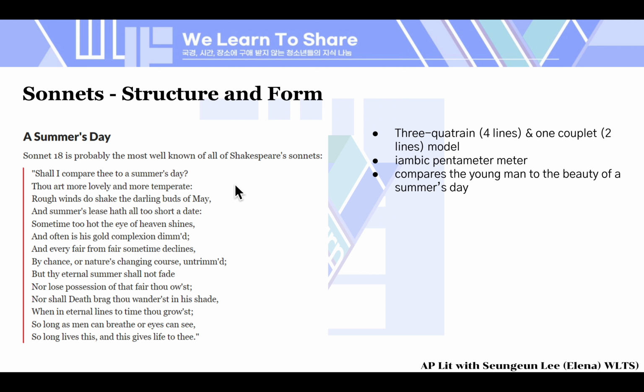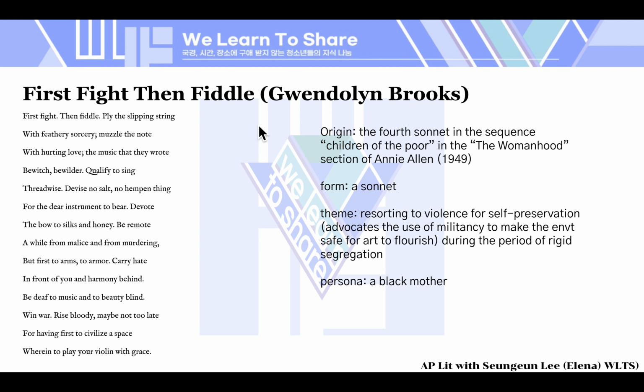Okay, welcome back. If you look at this whole sonnet, you're going to find there are 3 quatrains, each with 4 lines. You can divide this into 4, and 4, and then 4, and then you have 2 left. So these are 3 quatrains, each consisting of 4 lines, and then 1 couplet consisting of 2 lines. This is written in iambic pentameter, and it compares the young man to the beauty of a summer's day. And this is another sonnet.